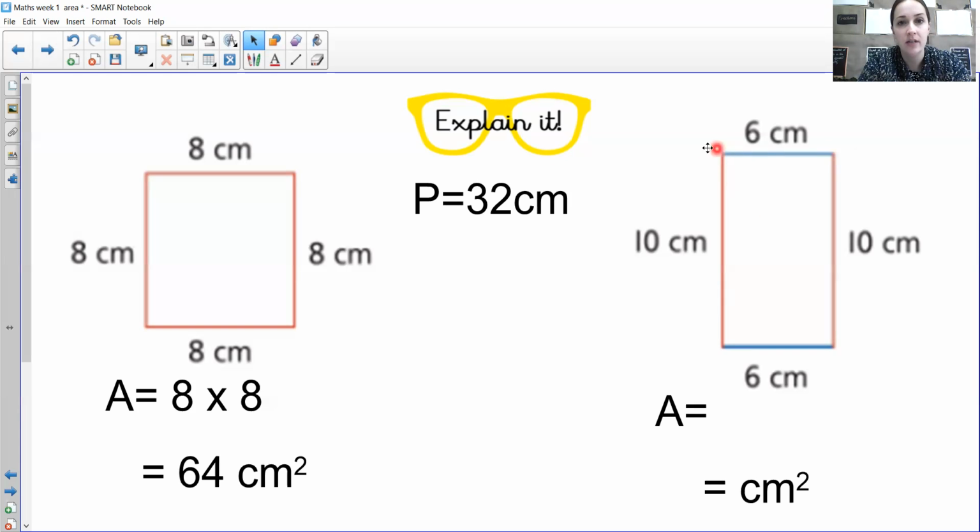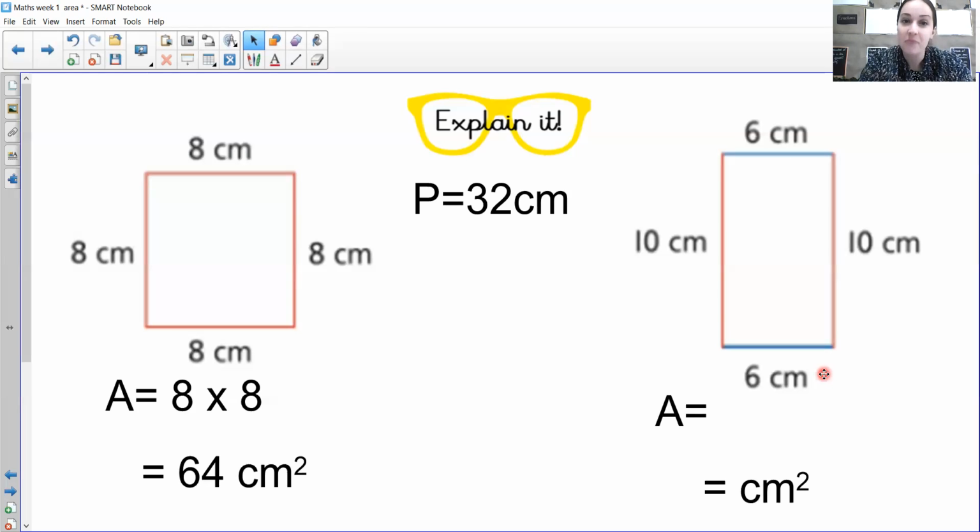Is one length 12 centimetres then? Well, no, because I need it to have 2 sides, otherwise I've made a triangle. So I need to do 12 centimetres divided by 2. So each side is 6. Right, let's check I've got that right then. Well, 6 add 6 is 12, 10 add 10 is 20, add them together, 32 centimetres. Okay, I hope that makes sense how I got there.